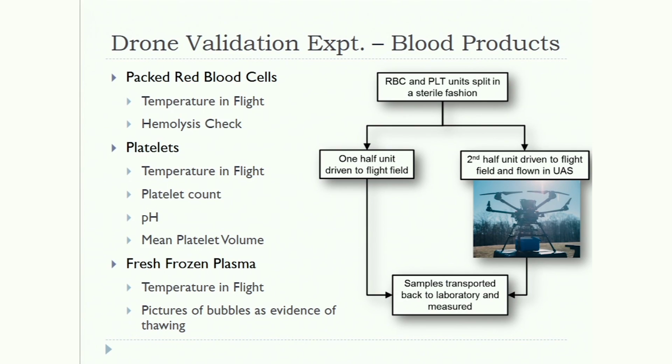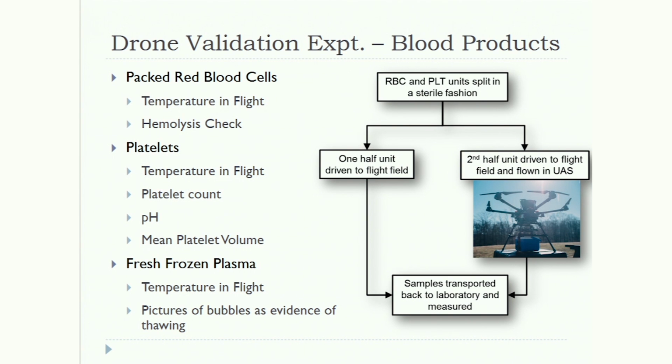All right. One more. So we did the same thing again for blood products. The idea here was to systematically examine each different class of products we deal with in the lab. We looked at packed red cells: temperature in flight and a hemolysis check. For platelets, we looked at temperature in flight, platelet count, pH, and mean platelet volume. And for fresh frozen plasma, we just looked at our ability to maintain temperature in flight and pictures of bubbles as evidence of thawing on the back.